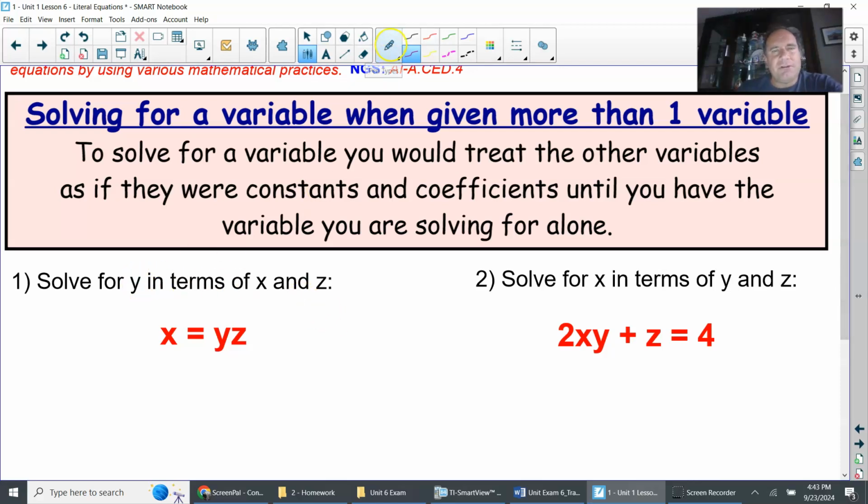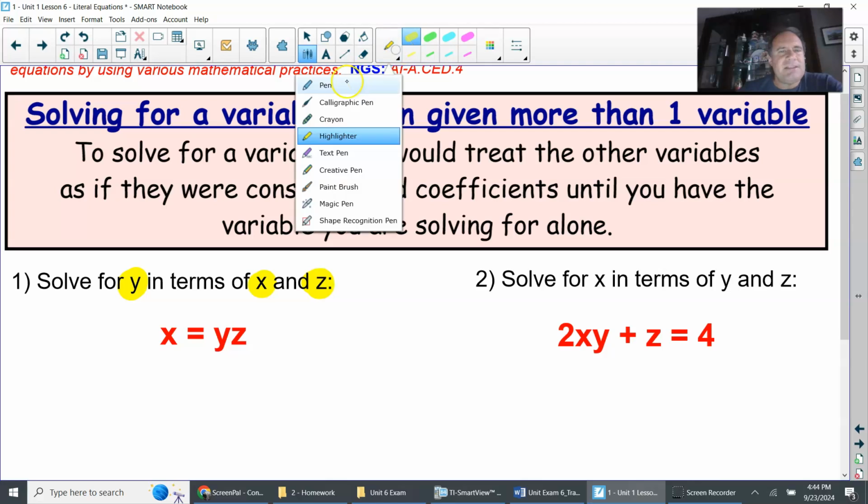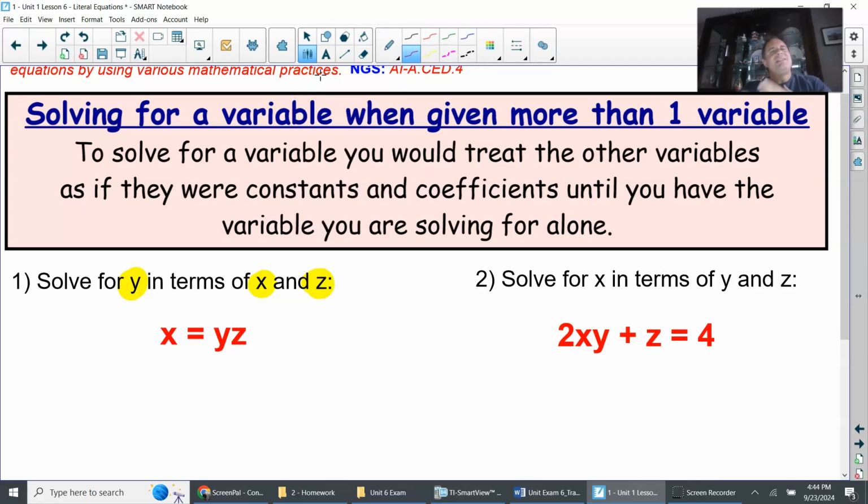So if you're going to do this successfully, you have to know what you're solving for. And you're solving for y in terms of x and z, right? That means x and z are going to be in the answer, but you're solving for y. So just take a look at the right side of this equation. There's y with the z, and it's attached by multiplication. Multiplication, the opposite of multiplication is division.